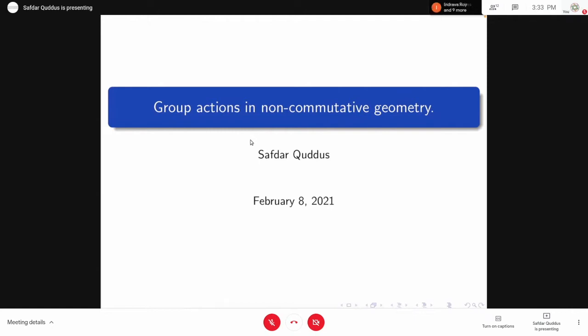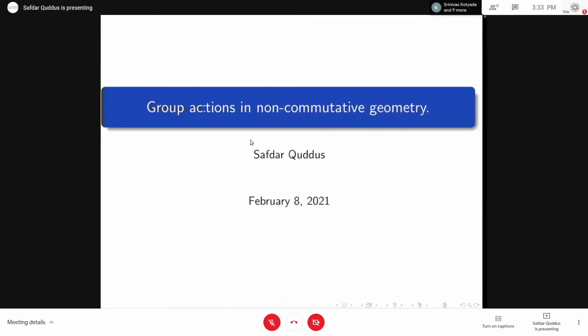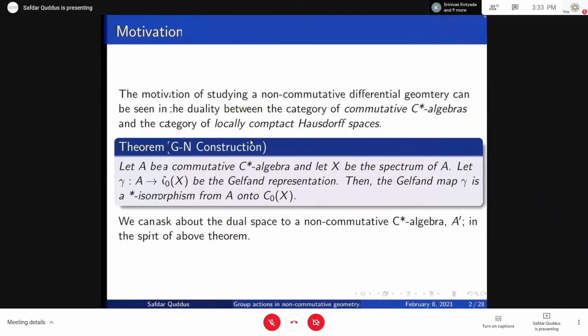So welcome. I'll be talking on group actions in non-commutative geometry. Basically, we'll be talking about how group actions change the geometry of a non-commutative space, and also the tools that are involved therein. Firstly, we'll give a small introduction or motivation to non-commutative geometry. There are different kinds of non-commutative geometry now, but I'm just giving motivation to the differential geometry, how it came into existence.